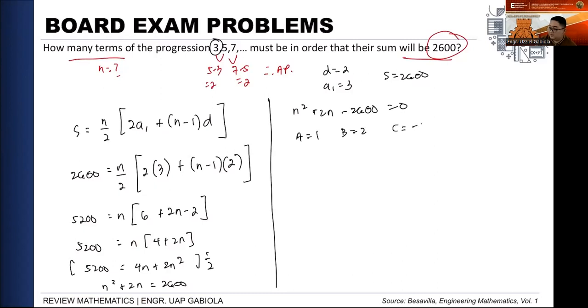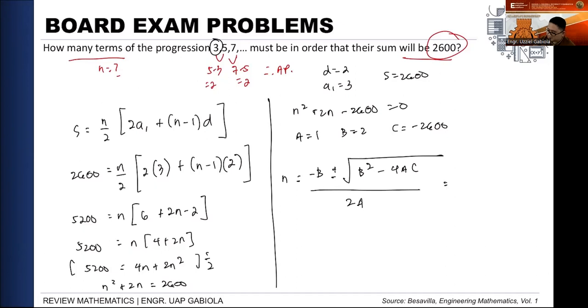So using our quadratic formula, so that is negative B plus minus square root of B squared minus 4AC all over 2A. So substitute lang natin yung value, that is negative 2 plus minus square root of 2 squared minus 4 times 1 times negative 2,600 over 2 times 1. Okay? So what will be our value ng N? Meron tayong dalawa, N1 at N2. So please try to calculate ano yung magiging value ng isang N. Pag-plus muna.